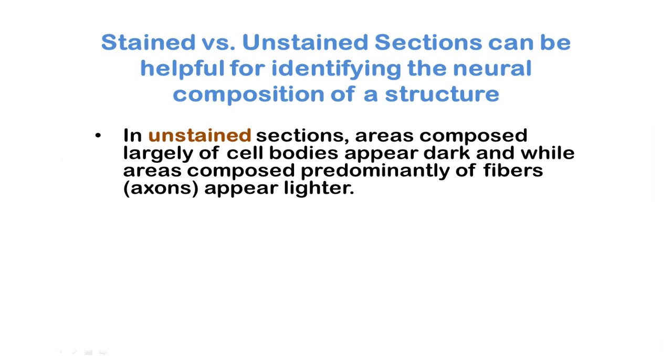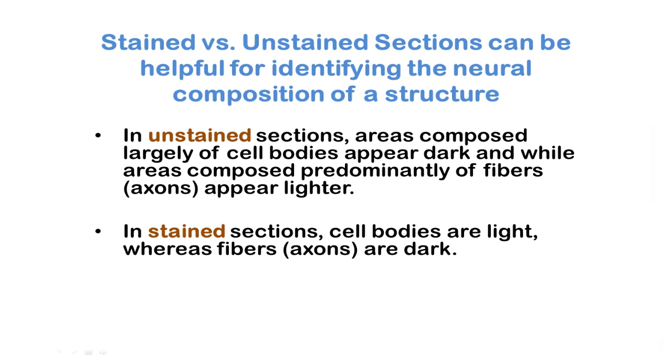Where we have a large accumulation of fibers or axons in unstained sections, we start seeing a lighter color because of the large density of myelin in that cross-section. Whereas myelin does not surround the cell bodies, so those appear darker because they lack myelin. Again, that's an unstained section. The next is a stained section.